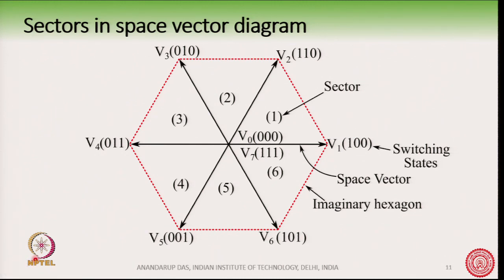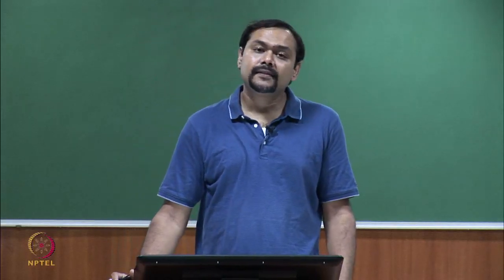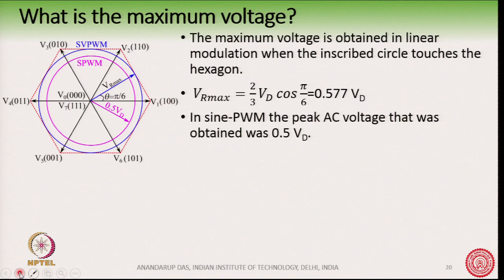This we have seen. Now, what is the maximum voltage? The maximum voltage can be obtained by observing the space vector diagram and the resultant vector which is inside this space vector diagram. We have seen that the resultant space vector is a vector which is rotating. For example, this is a resultant vector here and it is rotating. So, what is the maximum length of this resultant vector?